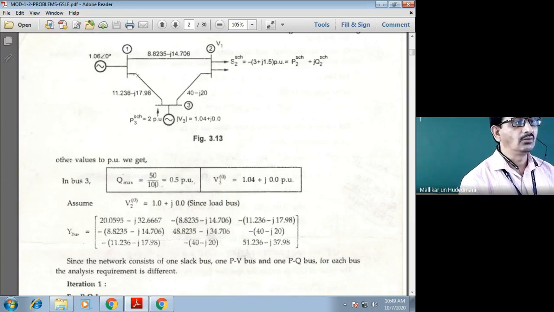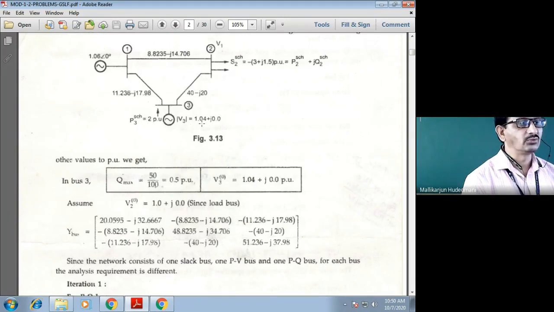Okay. So all the information given in the form of impedance was converted to admittance and put on the line. And all the values of powers were put in the form of PU. 200 megawatt at bus 3 is put as 2 PU. Voltage is given as 1.04. And at bus number 2, 300 MW was there. 300 divided by 100 becomes 3 PU. And 150 MVAR was there. It would become 1.5 PU.